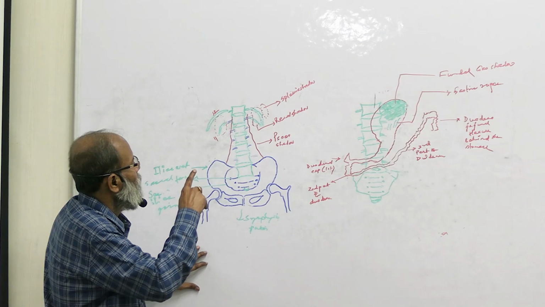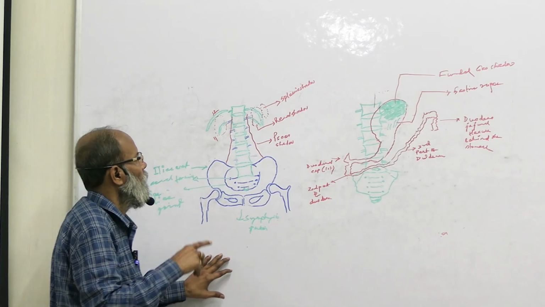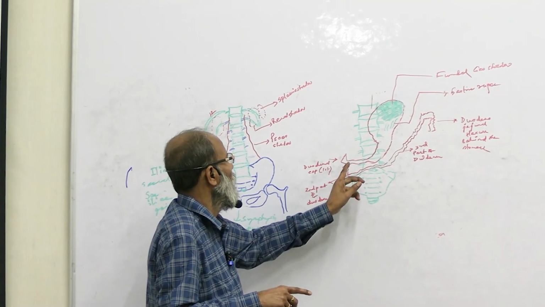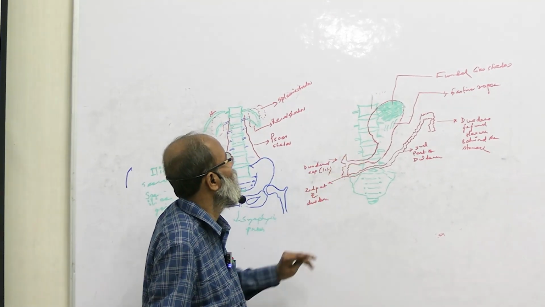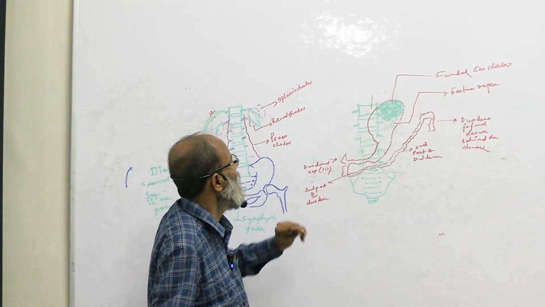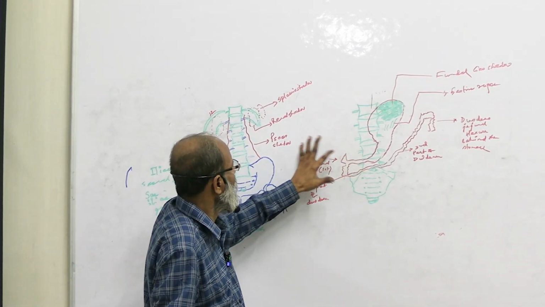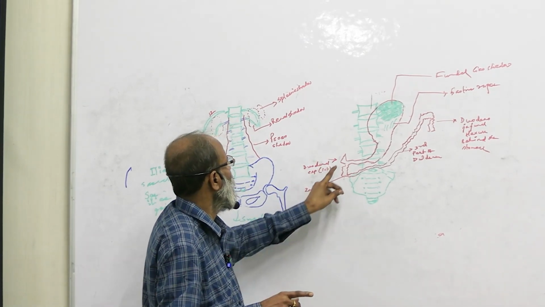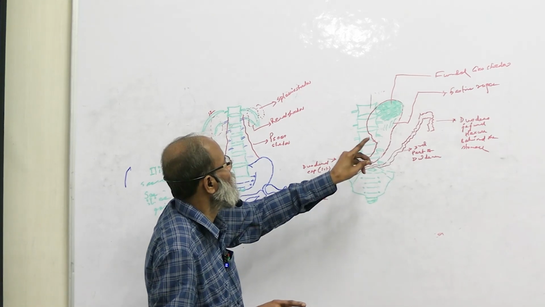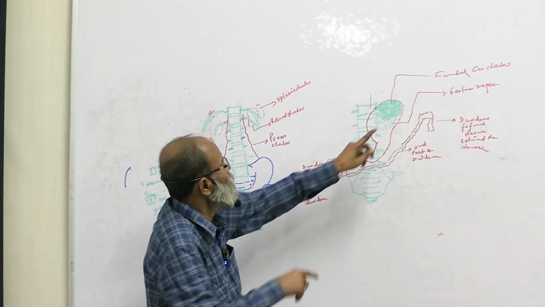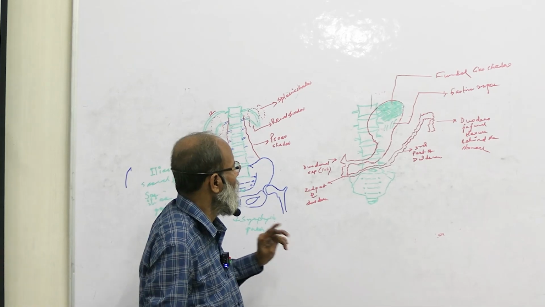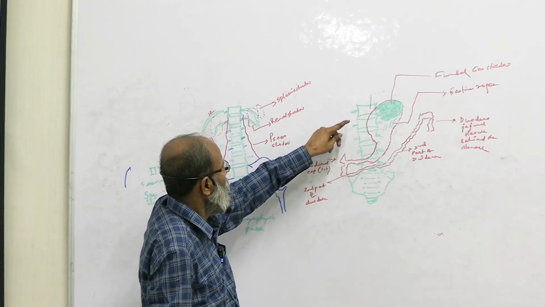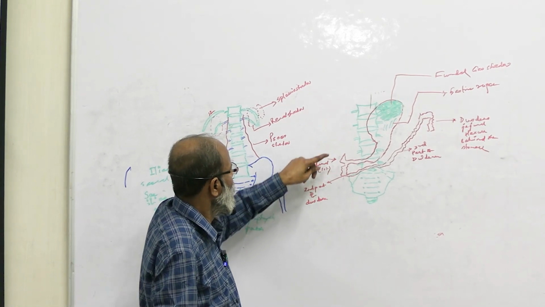Next, you can see this is the sacrum with anterior sacral foramina. This is the stomach with fundic gas shadow. This is the lesser curvature. This is the first part of duodenum, which is called the duodenal cap. Then it is the second part, then goes to the third part, and this part is the duodenojejunal flexure. Right? So fundic gas shadow, lesser curvature, greater curvature.